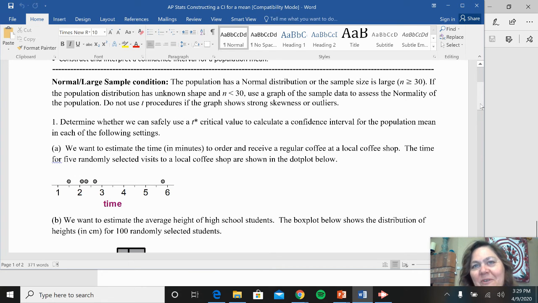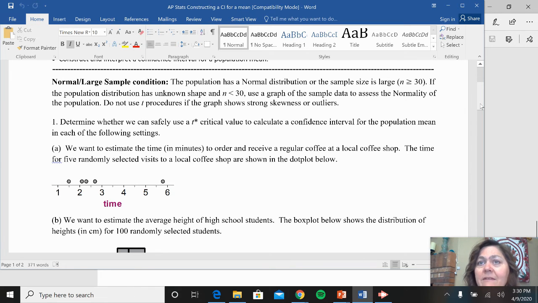The time for 5 randomly selected visits to a local coffee shop are shown in the dot plot below. So this does not include waiting in the drive-up, which is the only way we can get coffee at this time. So you look at that. What is n? n is 1, 2, 3, 4, 5. n is 5. Very, very small. So if n is 5, it must be exactly normal.